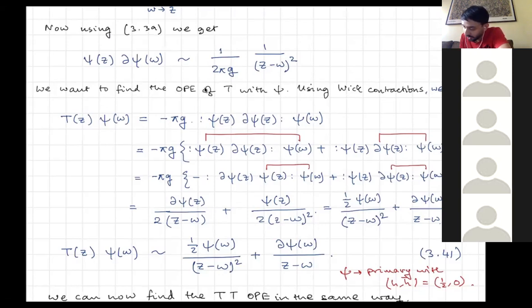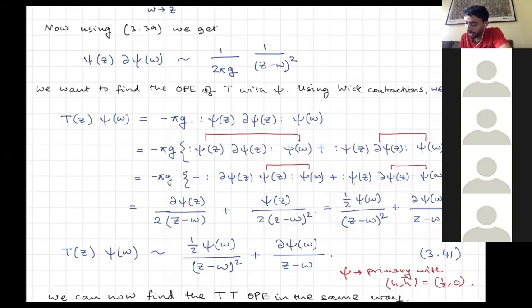So what is left over is this guy. You are going to get a 1 over z minus omega piece here. When you have contracted a del psi with psi, you're going to get a 1 over z minus omega squared piece. Okay, and the rest is as we were saying. So you have this at z, so you expand this out and get these extra terms, and you also expand this out and you're going to be left with this at the end of the day.